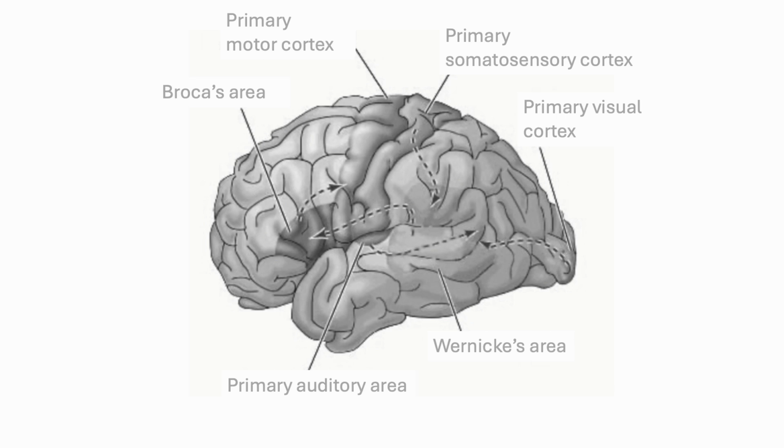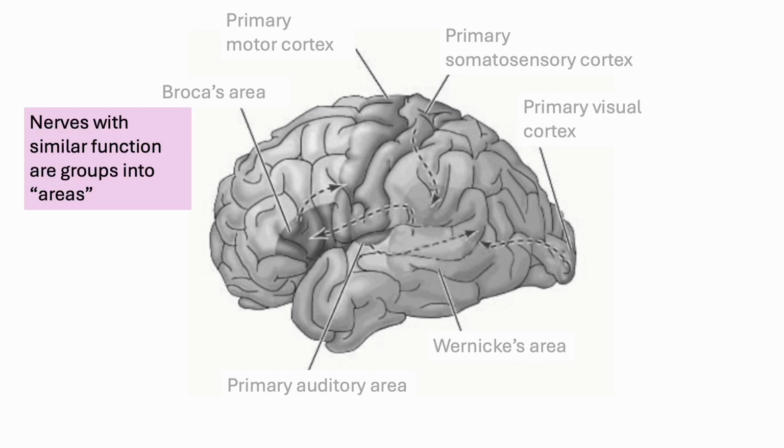You'll probably notice some terms are being used such as areas and primary. Nerve cells that perform similar functions are often grouped together into areas, somewhat like an office building where people with similar jobs are grouped into, say, accounts, dispatch, HR or marketing.